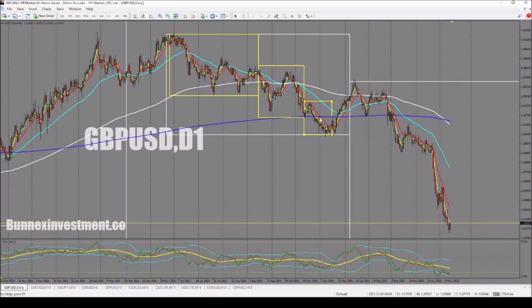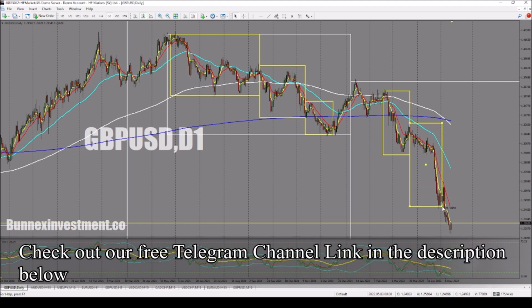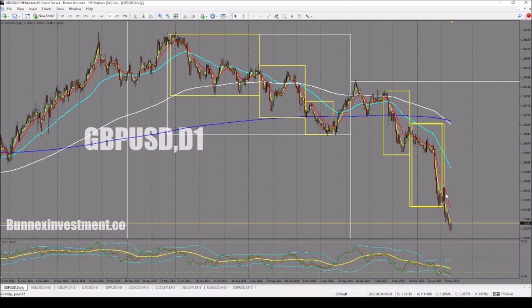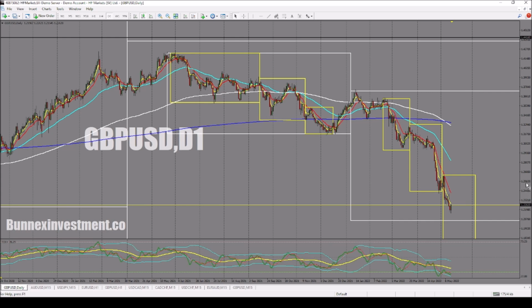Then from there, we had this drop, the second drop, and then the last drop, like that. Therefore, we may see that this drop is not yet complete. So pound against dollar still has room to move or go down like that.